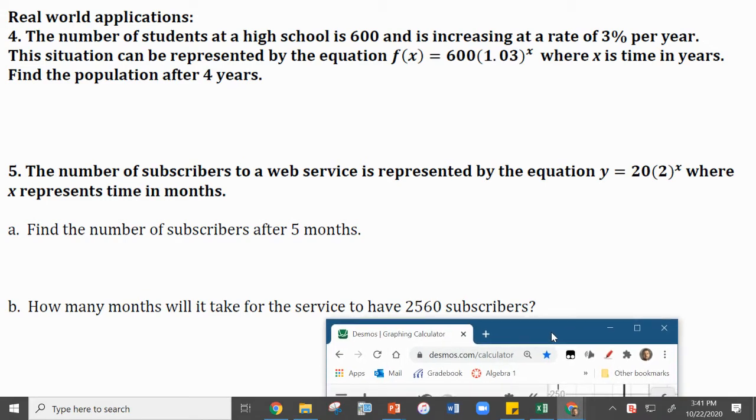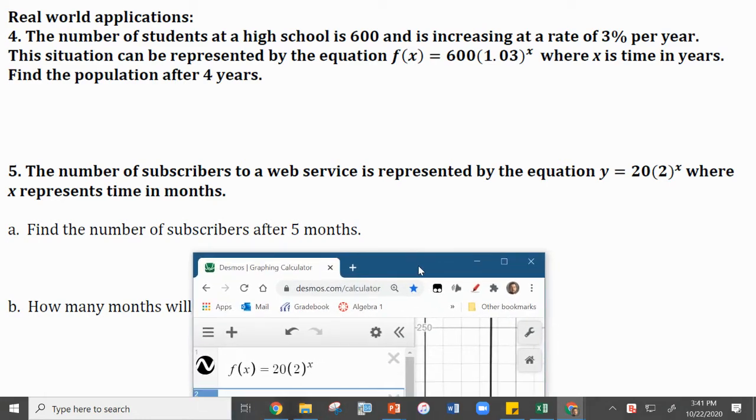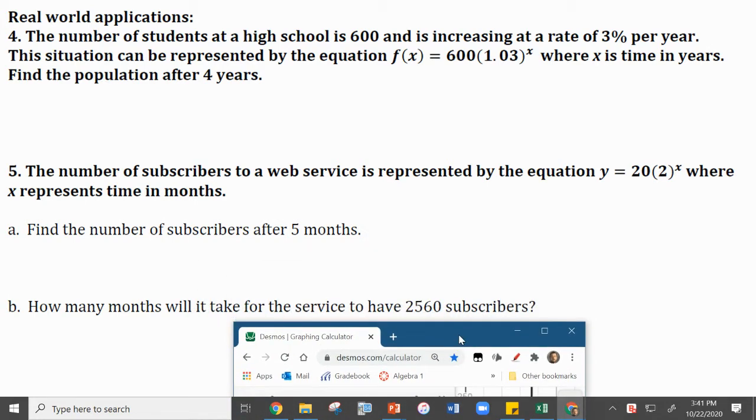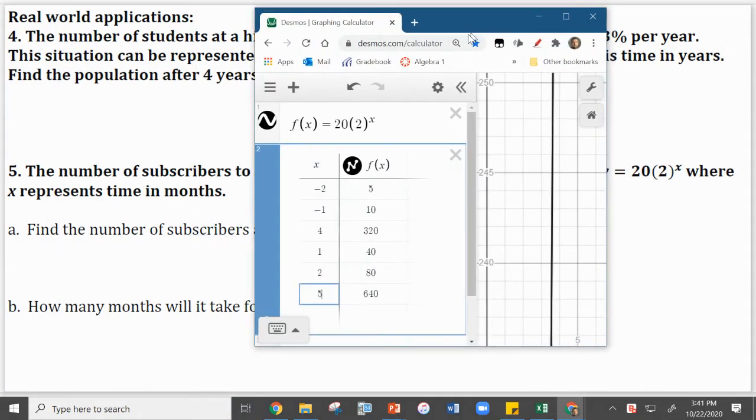And so remember, there's an x and a y. They're going to give you one, you got to find the other one. And in this part A, they gave you the x and asked you to find the y. On the bottom part, they're giving you the y and asking you to find the x. So we need to find out when y is 2560, what is x?